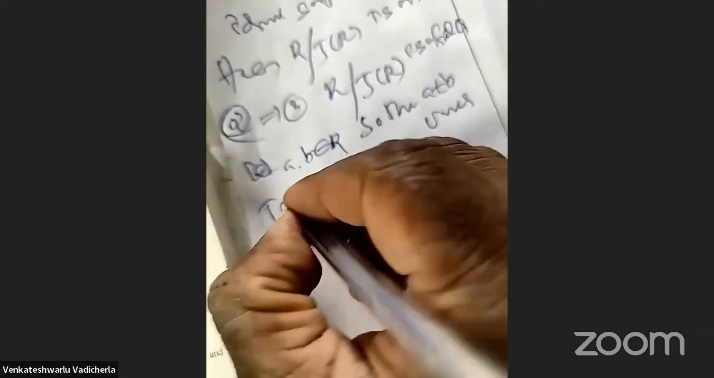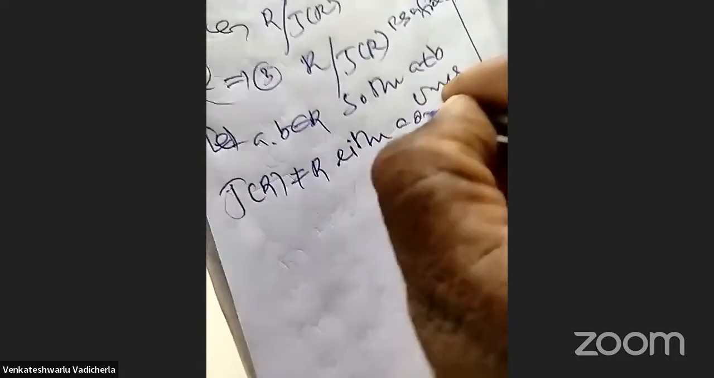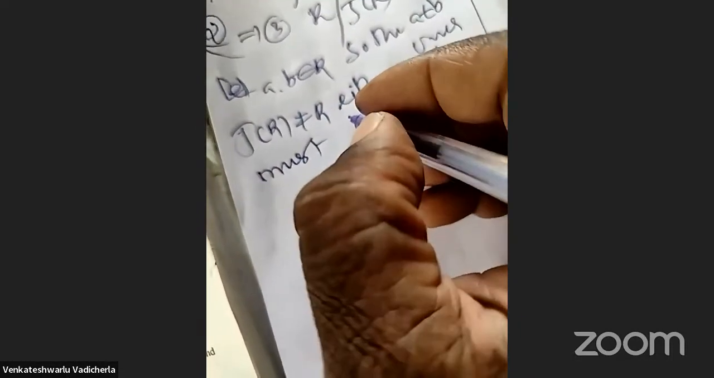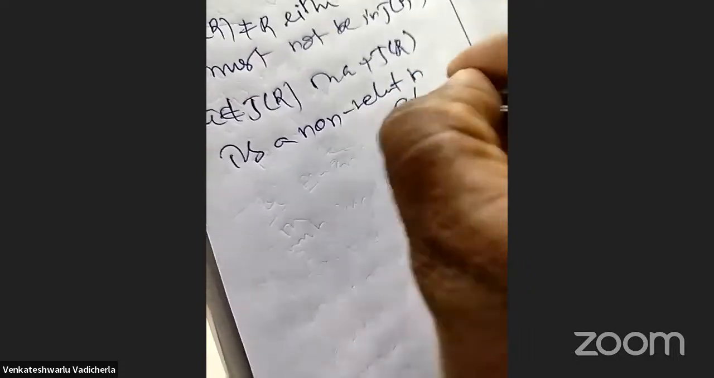Since J(R) is not equal to R, either A or B must not be in J(R), otherwise the sum would be in it. So it's a way. Now suppose A does not belong to J(R). Then A + J(R) is a non-zero element in R/J(R).